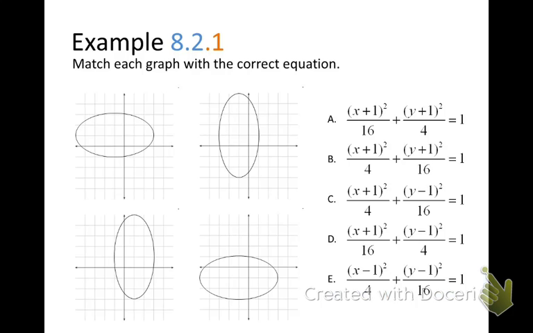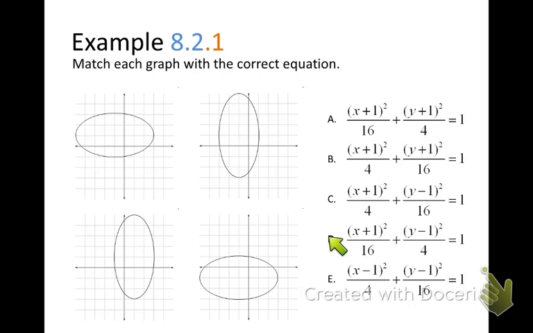Okay. So let's first match our graphs. Notice, just like last time, I've given you 5 equations, only 4 graphs, right? So let's look for the key characteristics. Here, what's the very first thing that you're looking for in your equation? You're looking for your bigger denominator to be underneath the x term because I have a horizontal major axis, right? So this one might work, right? Or D might work, okay? How do I know? They have the same exact denominators, right? So how am I going to tell which one is which?